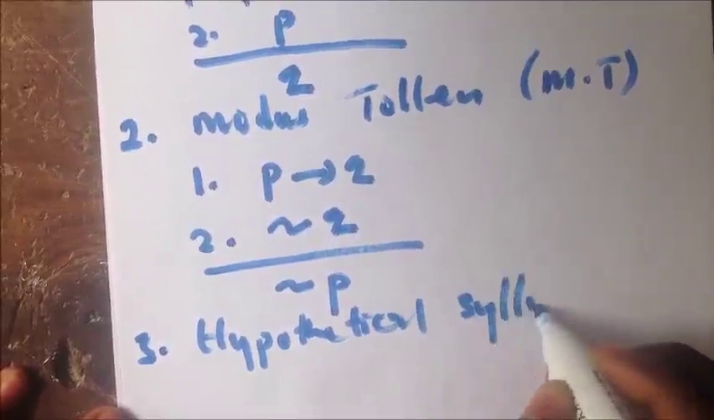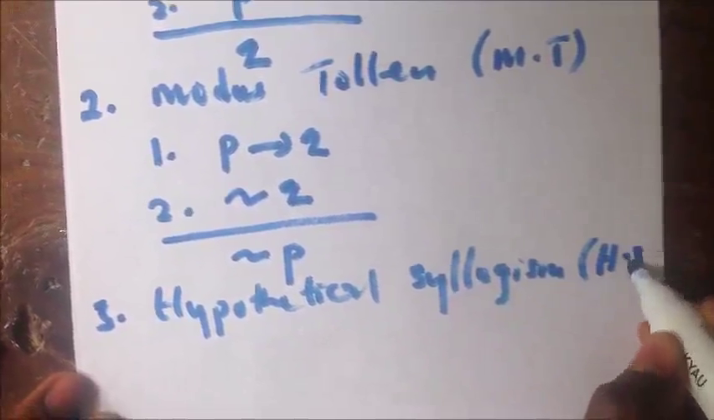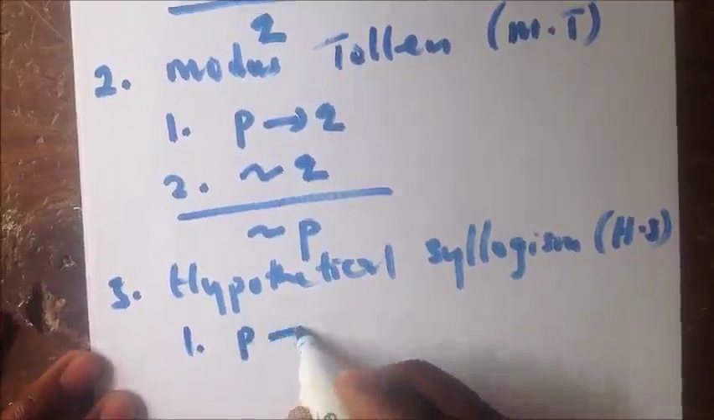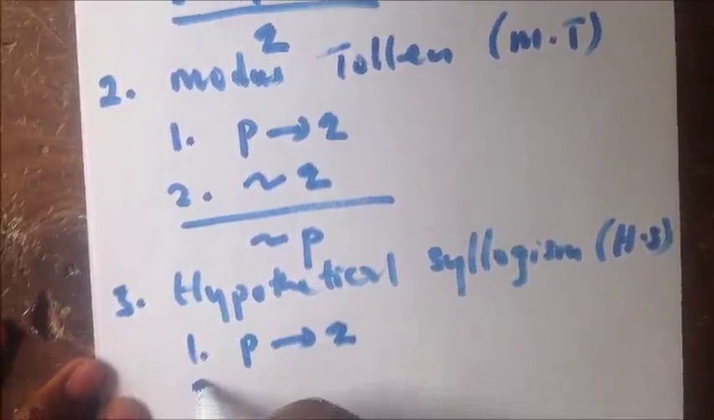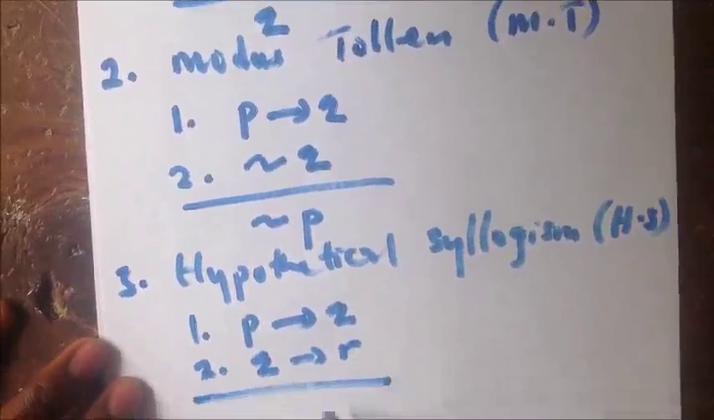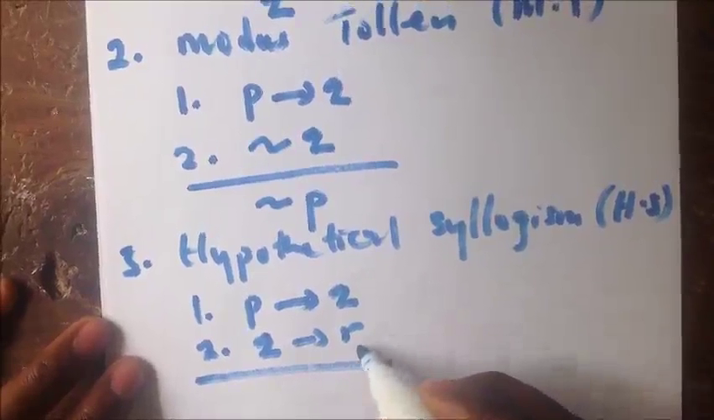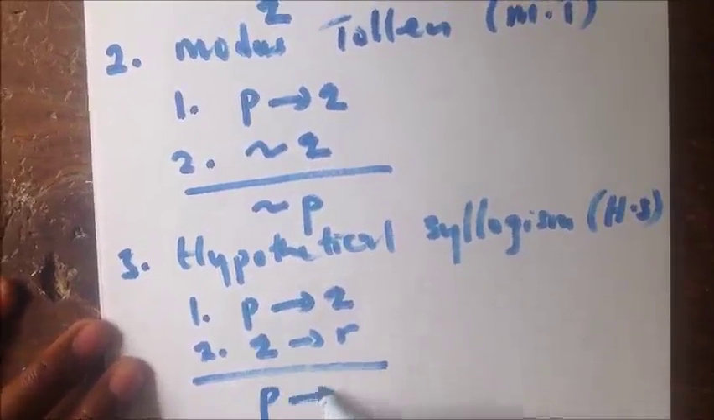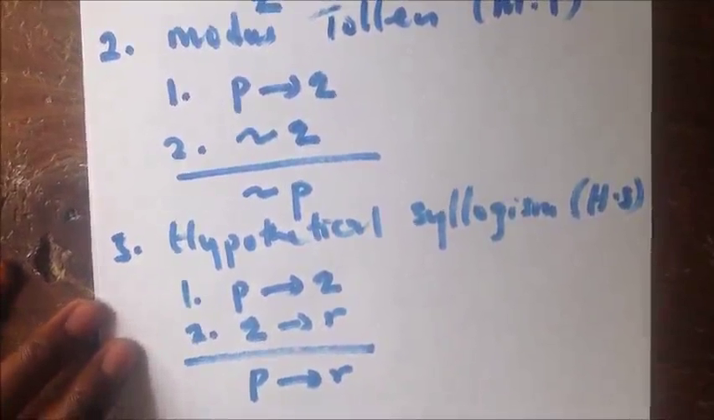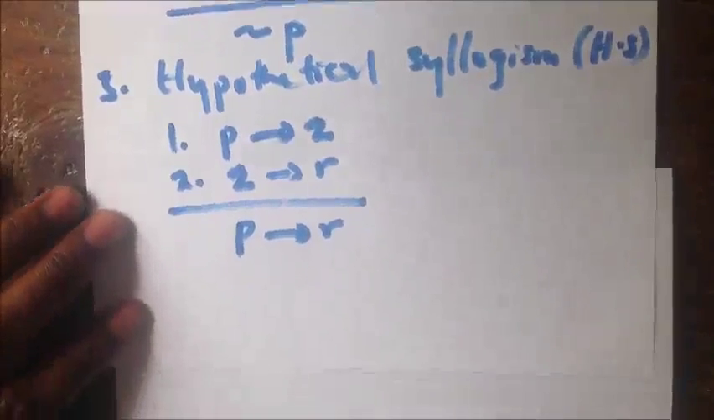Then rule of inference number 3 is what you call hypothetical syllogism. We abbreviate it as HS. It's saying that when you have a premise like P implies Q, and a second premise Q implies R, then the conclusion will be, if all these premises are true, P implies R. So this is part of the rules of inference that we have.